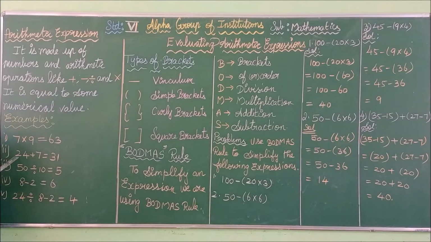See the next one, 24 plus 7, which is equal to 31. Between these two numbers you have the operation addition. This is also an arithmetic expression. Third one, 50 divided by 10, which is equal to 5. 8 minus 2, which is equal to 6. 24 divided by 8 minus 2, which is equal to 4. See here, children, these are the examples of arithmetic expressions.